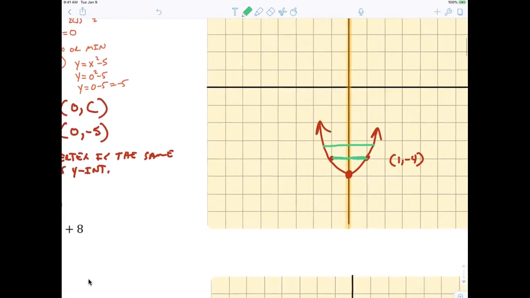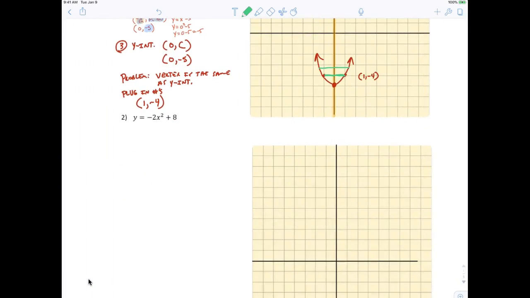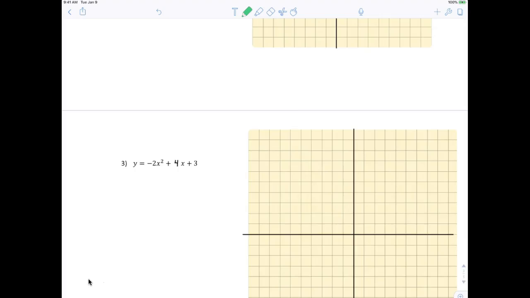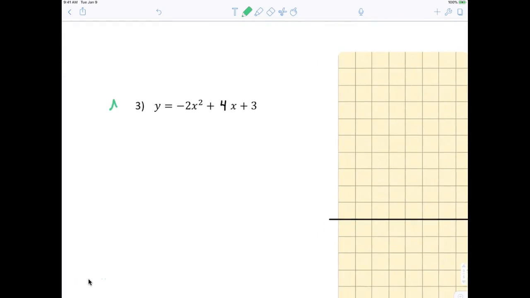All right. Now, what I want to do is look at number 3 for a second, and then we'll go back and do number 2. I want to look at number 3. Okay, so here we go, guys. Come on now.